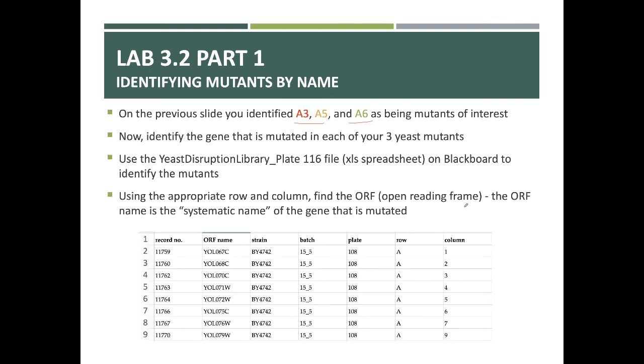Using the row and column, find the ORF. So here we have A3, and then you move down here, and you see this ORF name. For our purposes, you can disregard strain, batch, plate, and record number. It means something, but it's not really that relevant for our purposes here. A5, this is the ORF that we're interested in. And A6, this is the ORF. Remember, ORF means open reading frame. So this is just another way we say gene.